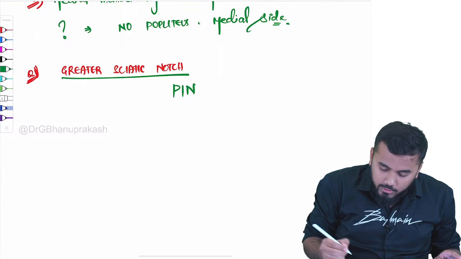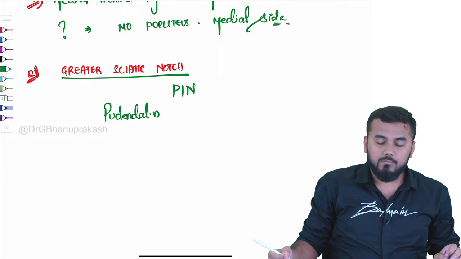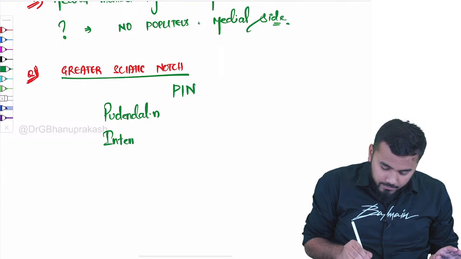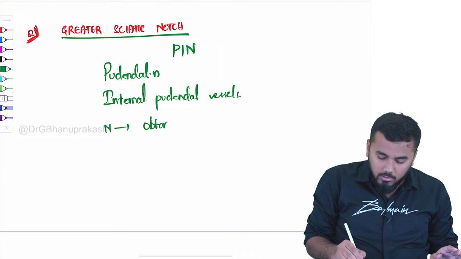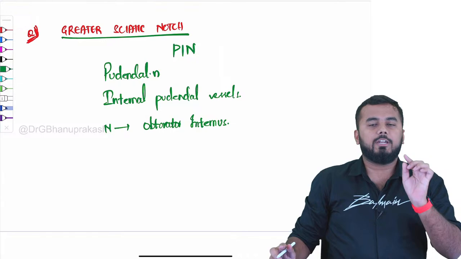P for pudendal nerve. I for internal pudendal vessels. And N for nerve to obturator internus. Question for you. Obturator internus supplies superior gemelli or inferior gemelli first?